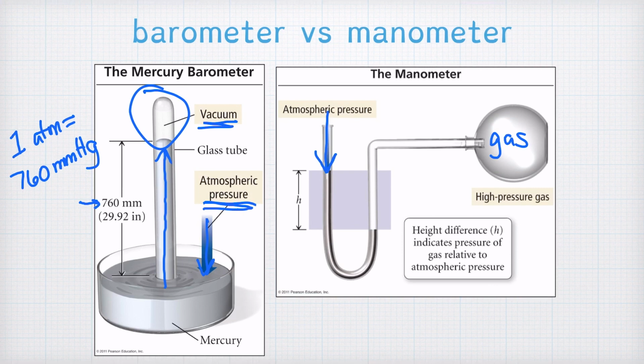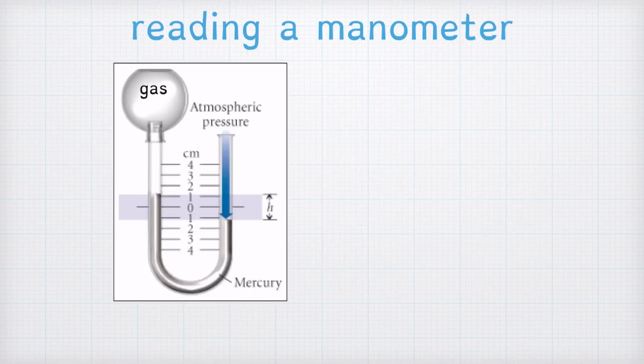And so the gas is also pushing down on the mercury on its side of the tube. So the idea is that whichever pressure is higher is going to push harder, which means that its level would be lower. So the height difference tells you whichever gas has a higher pressure, how much higher its pressure is. When you want to read a manometer, you have to determine this difference in height.